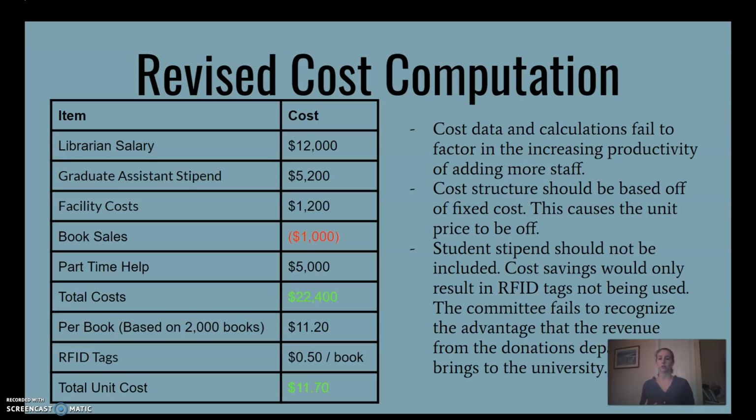So the first point, what I found wrong, is that the cost data and calculations that the committee came up with failed to factor in the increasing productivity of adding more staff. The second point is that the cost structure should have been based off of the fixed cost, and because it wasn't, it caused the unit price to be off. Finally, with the third statement, the student stipend should not have been included. The cost savings would only result in the RFID tags not being used, and the committee failed to recognize the advantage that the revenue from the department really brings to the university.